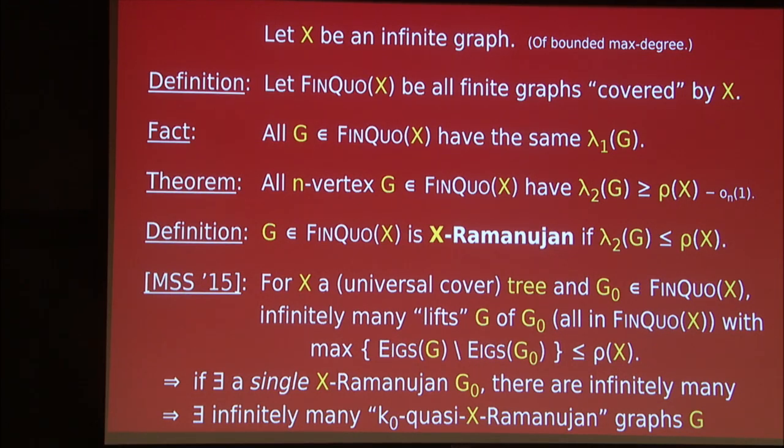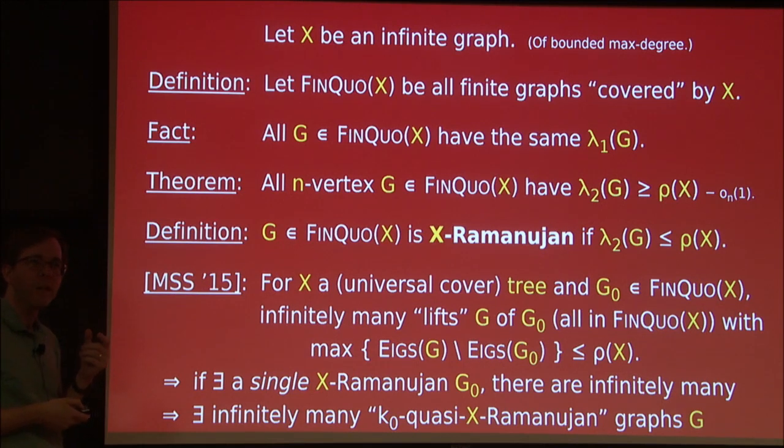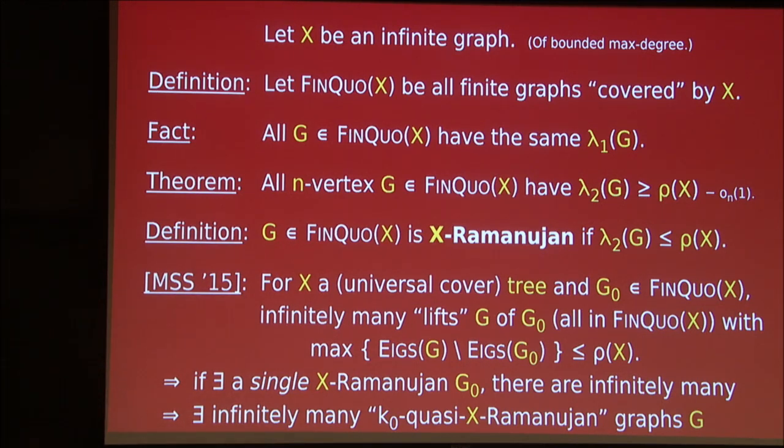I'm not sure, he didn't mention Bilu and Linial in his writings. And he made a conjecture that was sort of stronger in that it was about all universal cover trees. And it was not just about two lifts, but it was also maybe weaker in some ways. So I think they were independent.